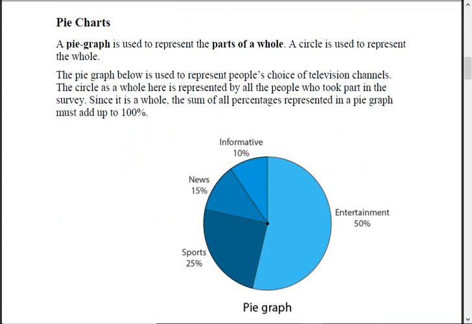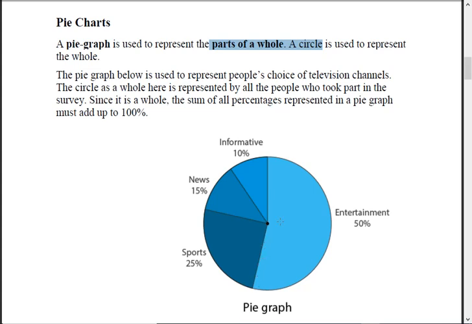That's okay. Now pie chart. In a pie chart, a pie graph is used to represent the parts of a whole. Parts of a whole means the full is 100% and then we divide. A circle is used to represent the whole. The pie graph below is used to represent people's choice of television channels. The circle as a whole is represented by all the people who took part in the survey. Out of that, 50% is entertainment, 10% informative, then news, 15% sports, 25%.